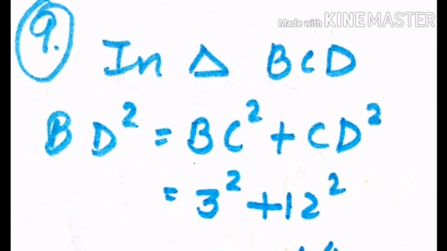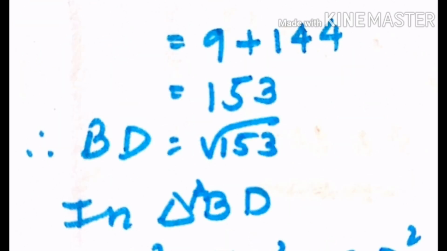Now we want to calculate the AB value. So first of all, student, you have to think that here two triangles are there, and in the smaller triangle two sides are known and the third side is unknown. So we will find that third unknown side, which is BD, in the smaller triangle BCD. We take Pythagoras theorem in the smaller triangle BCD. So BD square is equal to BC square plus CD square. Substituting values, 3 square plus 12 square, we get 9 plus 144, that is 153. So by taking square root, BD is equal to under root 153.